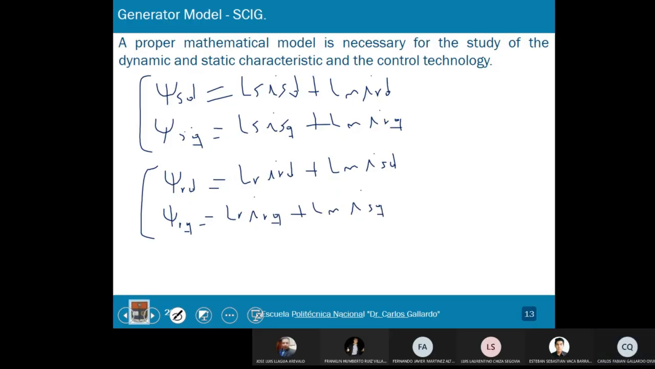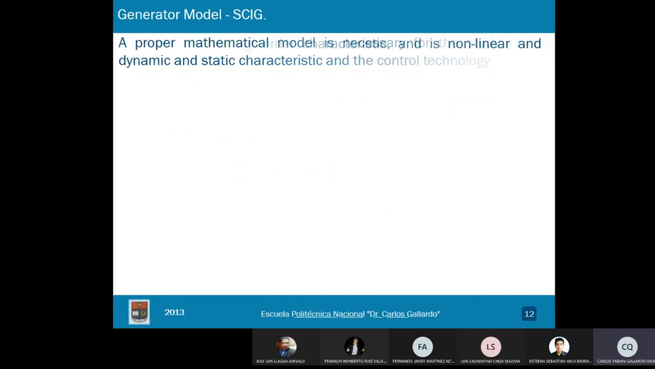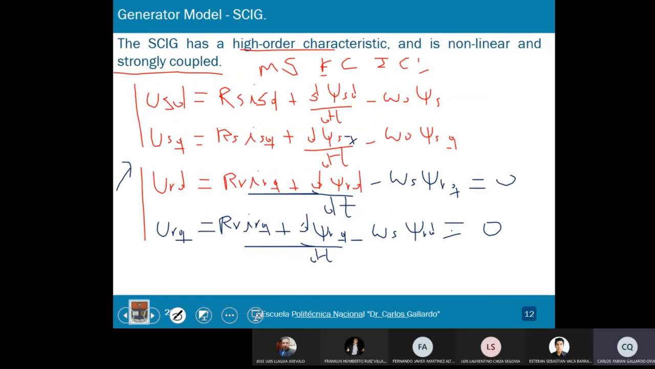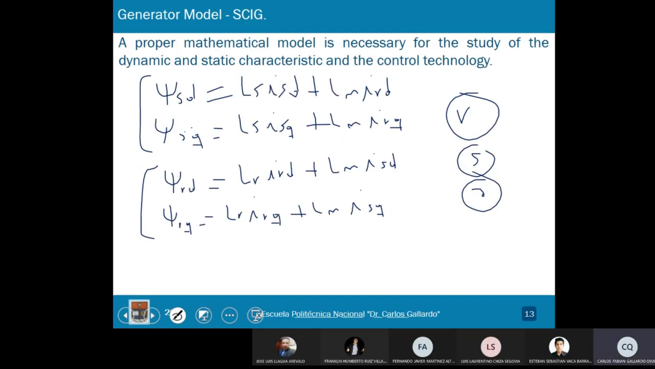So it's possible to have three different coordinate systems. The first one is the rotor reference frame, the second one is the stator reference frame, and the last one is the synchronous reference frame. So finally, in order to have the dynamical model of the squirrel cage induction generator, I have the voltages, I have the fluxes, and finally, I will compute the electromagnetic torque. In this case, the electromagnetic torque corresponds to different expressions, and the most common expression is the following.